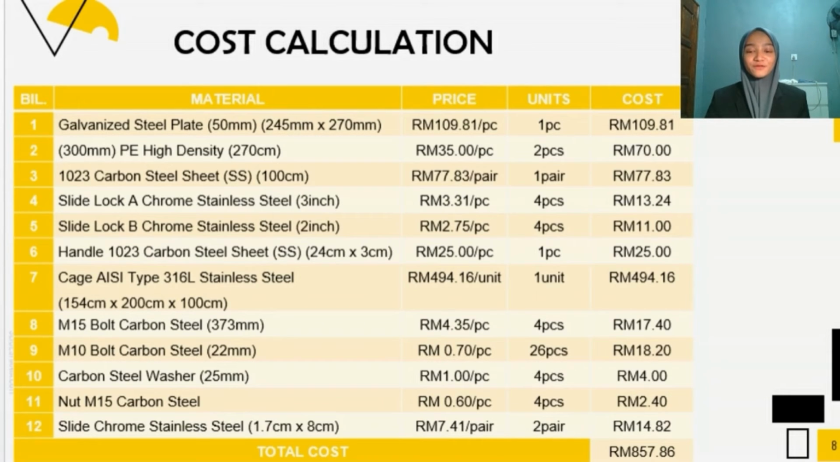Next, 2 ringgit 40 cent for 4 pieces of non-M50 carbon steel, and the last one is 14 ringgit 82 cent for 2 pairs of slide chrome stainless steel. By the way, all these items and price quotations are obtained from shopee.com.my and alibaba.com.